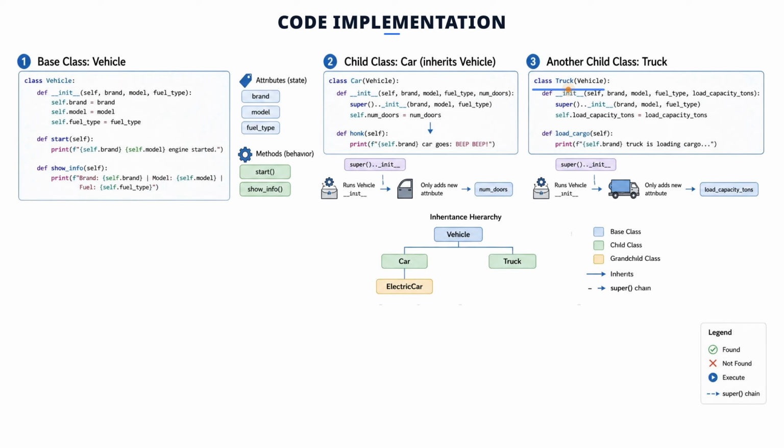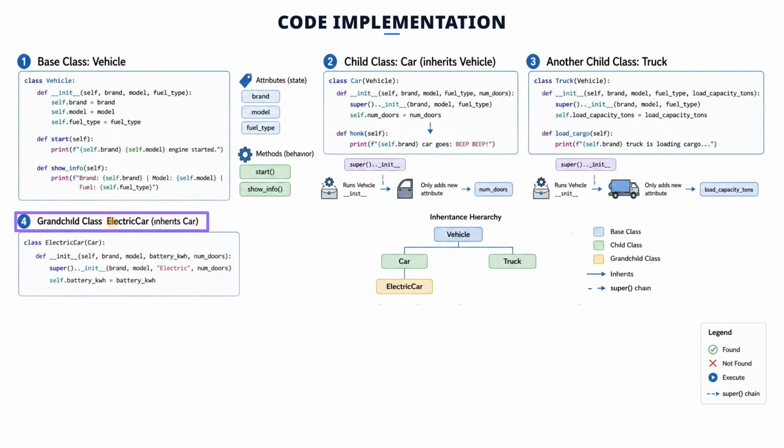But let's take it a step further with a grandchild class. Down here in the bottom left, we define an electric car. Notice that it inherits directly from car, not vehicle. When it initializes, its super function triggers a chain reaction. It calls car's init, which in turn calls vehicle's init. Also, since every electric car uses batteries instead of gas, we don't need to ask the user for it. We can just hardcode electric as the fuel type.